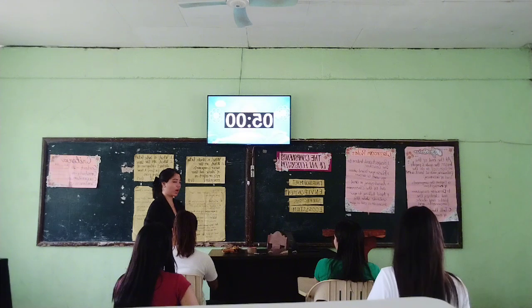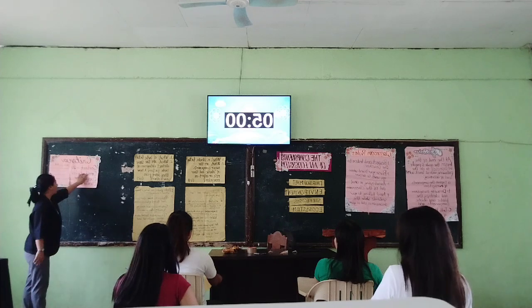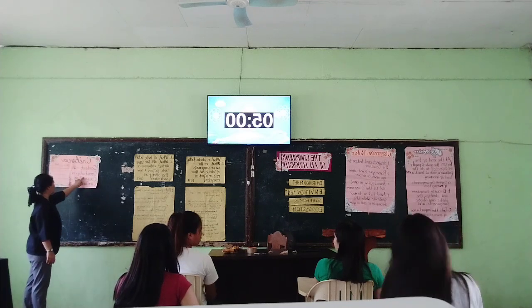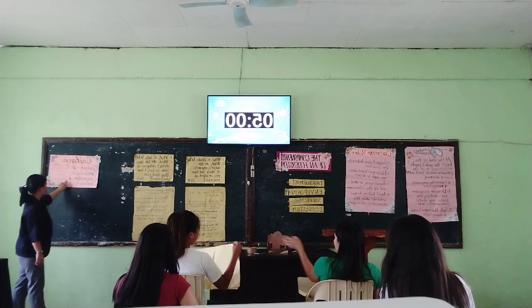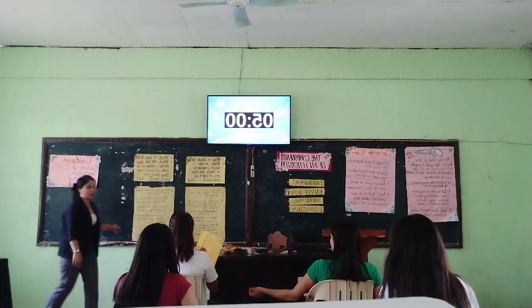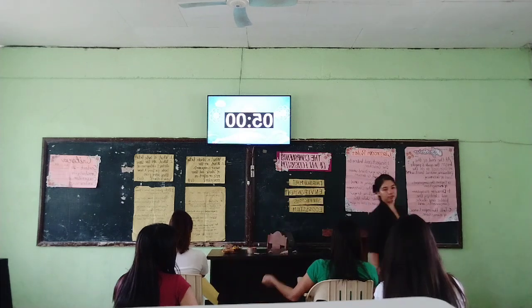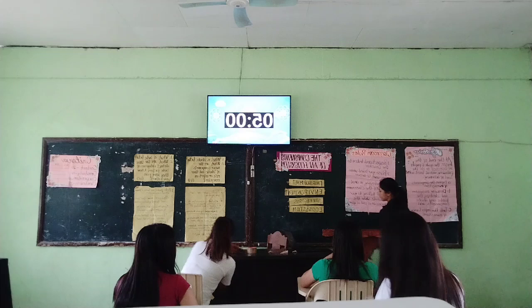So before that, we have the criteria. For the content, 20 points, for the creativity, 10 points, cooperation, 10 points, and for the cleanliness, 10 points, so you get 50 points. Okay, you may start now.